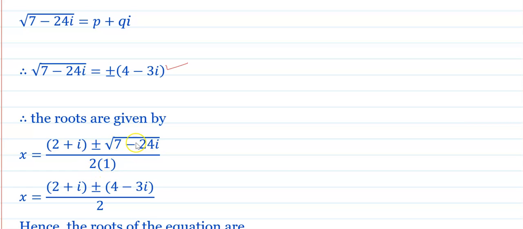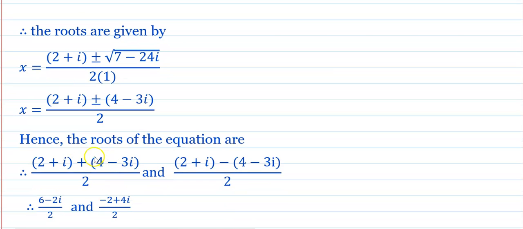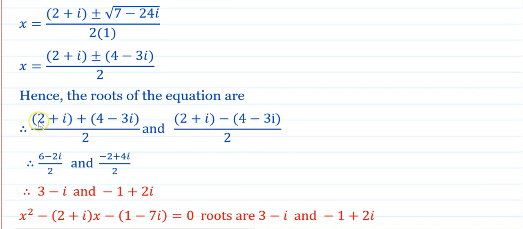Now we will substitute the value here. What is the root of 7 minus 24i? Plus or minus (4 minus 3i). Open the bracket; once we take the plus sign, and another the minus sign. 2 plus i plus 4 minus 3i: open the bracket, 2 plus 4 you will get 6, and i minus 3i you will get minus 2i, upon 2. Next is 2 minus 4, you will get minus 2, and i plus 3i means what?